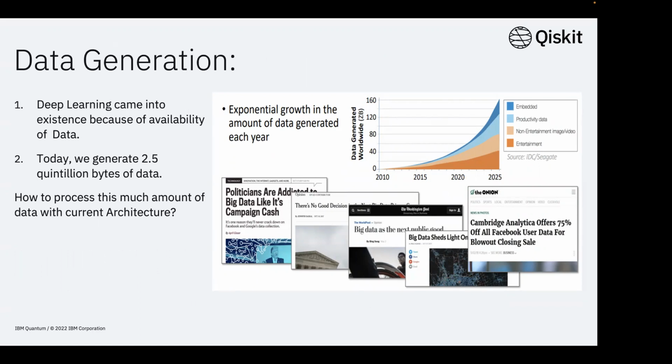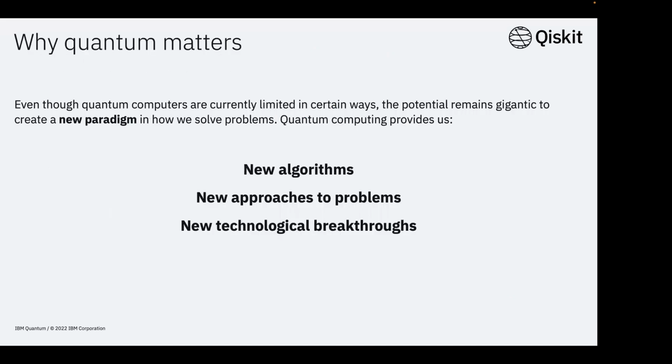But today we are generating 2.5 quintillion bytes of data. How do we process this much data? If there is a business that wants to process this much data and drive a decision within 1 day or within 12 hours, our classical systems cannot do it right now. Clearly, we have an issue, right? So this is another reason that I feel quantum computers seem to be a possible solution to tackle bigger challenges. Now, why do quantum computers matter to us?